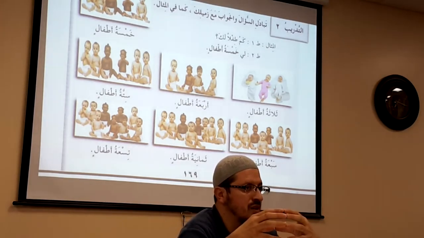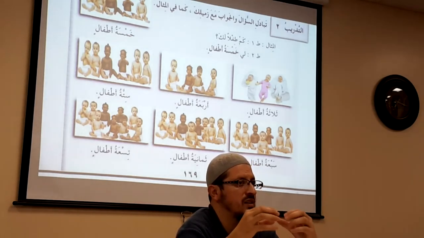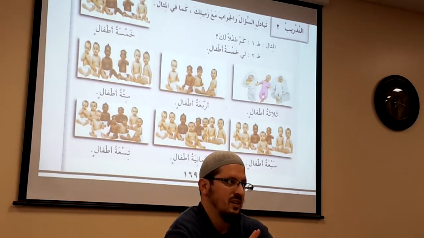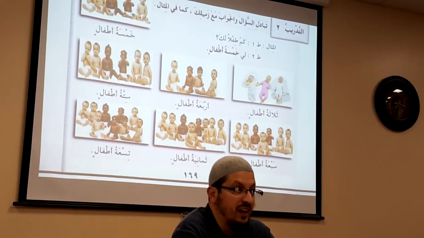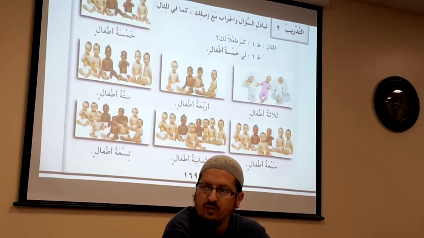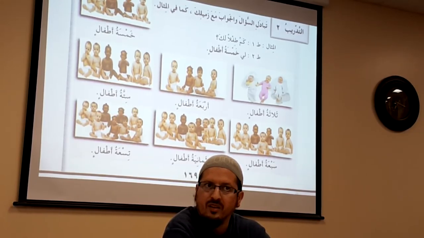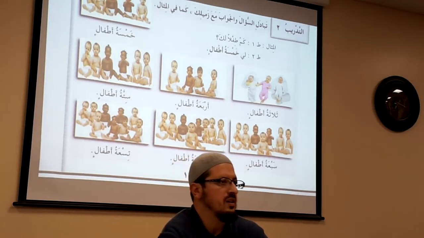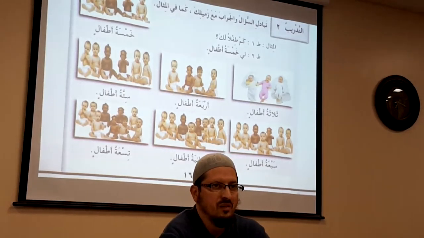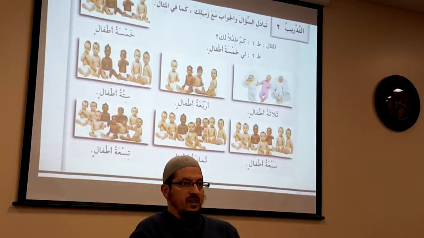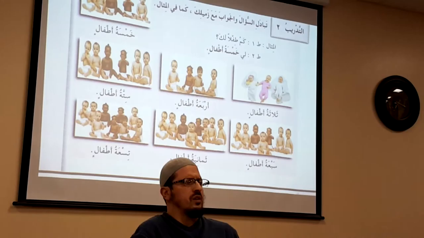Whenever there is a noun and it has ta marbuta, then you leave it as it is and you put the fathatan, like sa'atan. Fathatan. You don't open the ta. Tiflan, you add an alif and fathatan. So whenever the noun is mu'annath, you leave it as it is and put the fathatan. Here tabib is a masculine word. So when it is maf'ul bihi, you say tabiban. A'malu tabiban.